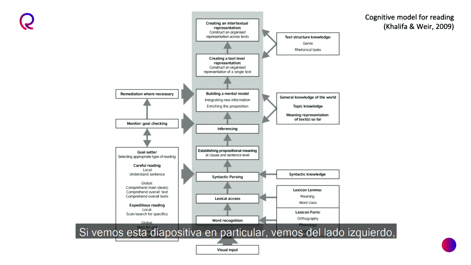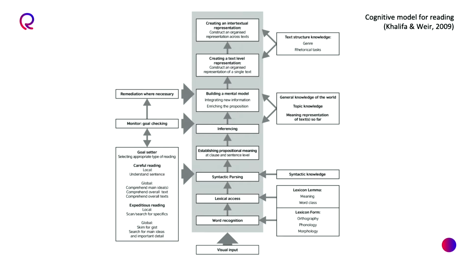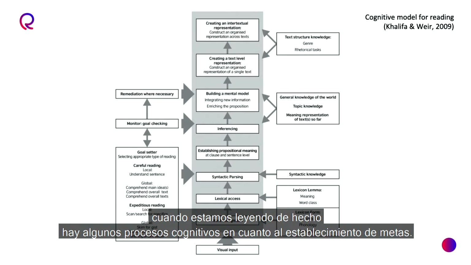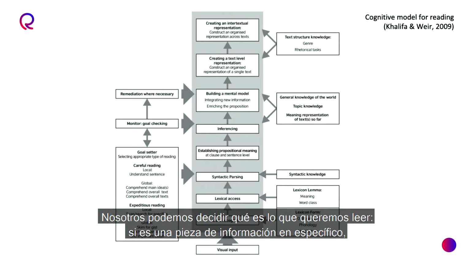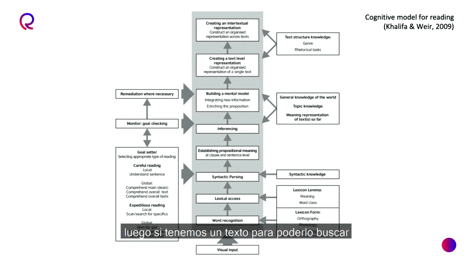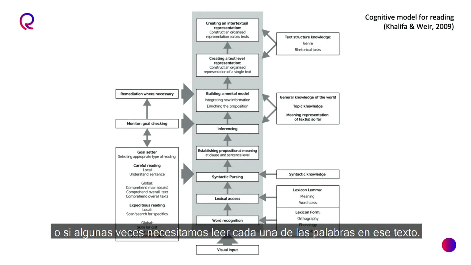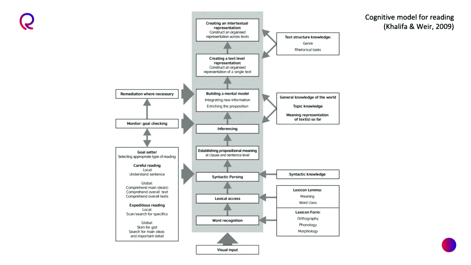If you take a look at this particular slide, you will see on the left side of it that when we are reading, there is actually some cognitive processing around goal setting. That is, before we read something, we decide whether we want to read to look for a particular piece of information, in which case we would just skim quickly through a text in order to find it. Or sometimes we decide that we need to read every single word of the text. So we do set our goals before we read.